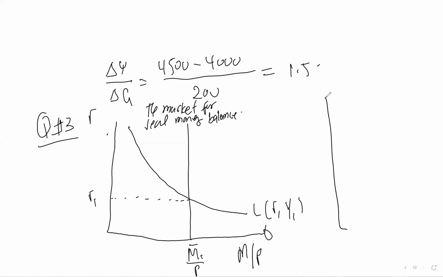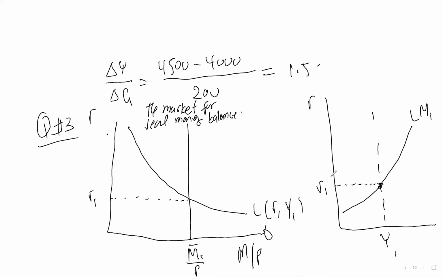And then we have the other one, the LM curve. We have the interest rate, and we have some level of Y, let's say Y1. And then it is upward sloping. We call it LM1, and that's the equilibrium at this level of interest rate. So now that you have drawn these two curves, you can read the question.